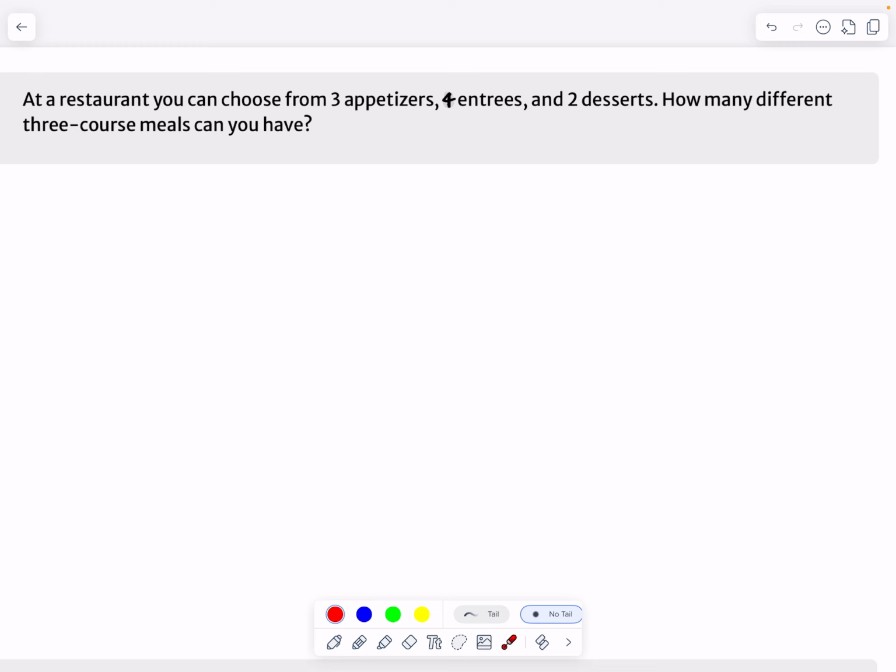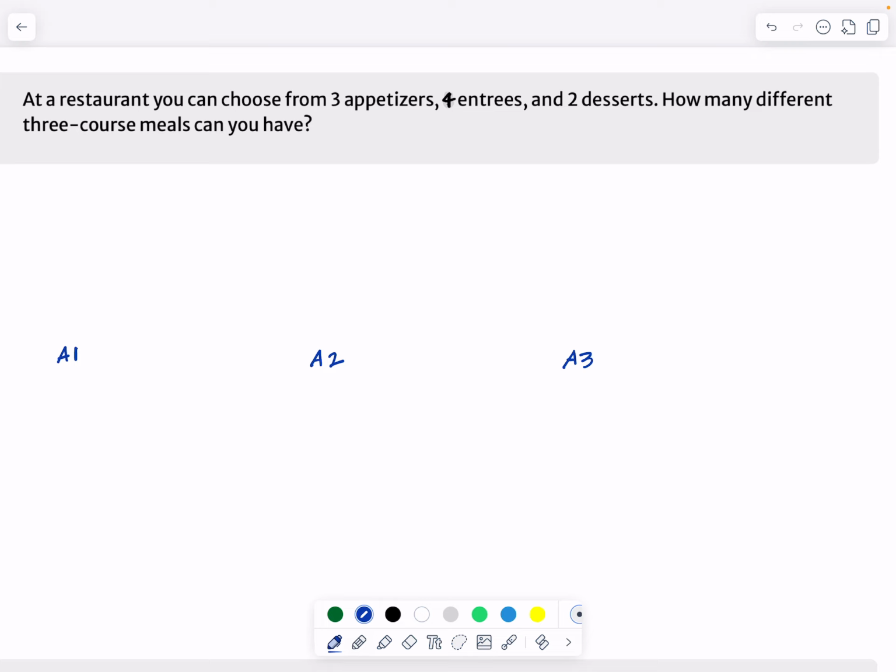And what I'm going to think about is that to begin with, we know that there are three appetizers that we can choose from. And so, let's say I think to myself, okay, I could choose appetizer number one, I could choose appetizer number two, or I could choose appetizer number three, right? That's the first choice I need to make. And let's say that I decide to pick appetizer number one. So once I've made that choice, now I'm going to think about what entree do I want to choose. And I have four different entrees that I can select from.